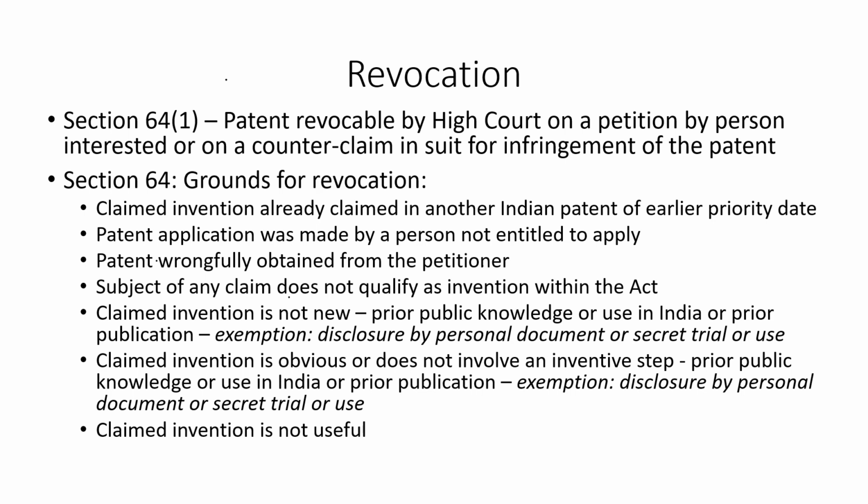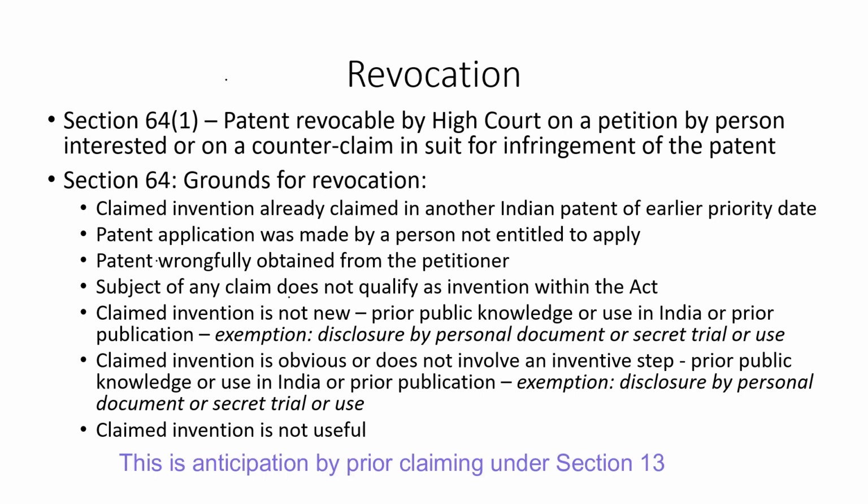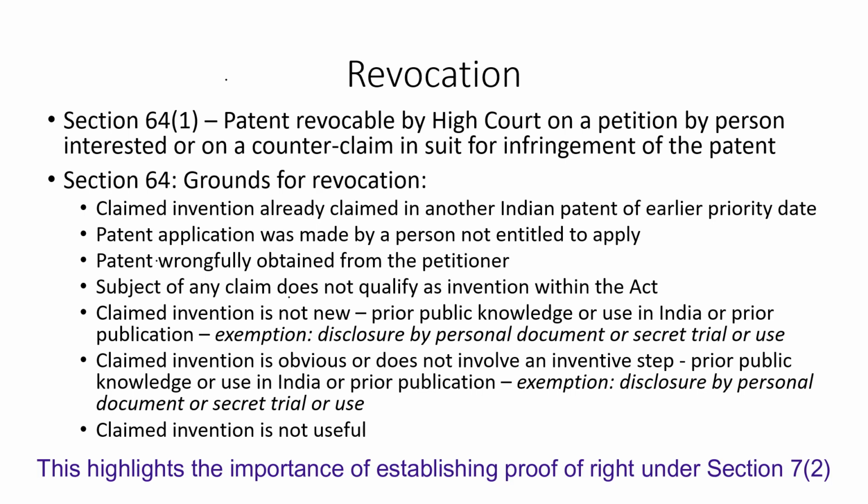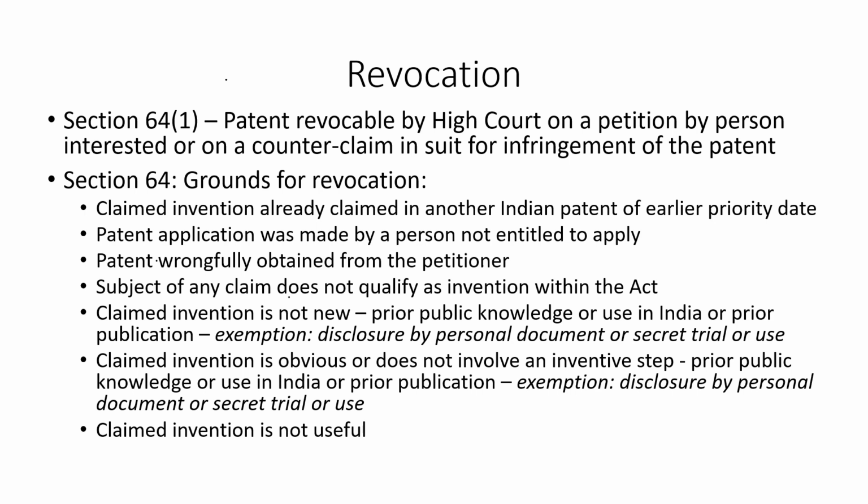So one of the grounds is that the claimed invention in the patent sought to be revoked was already claimed in another Indian patent of an earlier priority date. So there is no uniqueness in the patent which is sought to be revoked. Another ground is that the patent application was made by a person who was not entitled to apply. So maybe the applicant did not have the rights to apply for a patent and still he went ahead and filed and then got a patent on it. But now you could revoke it on the grounds that the applicant was not entitled. He did not have the right to file this particular patent application. Maybe the inventors did not transfer their rights to the applicant who filed the patent application.